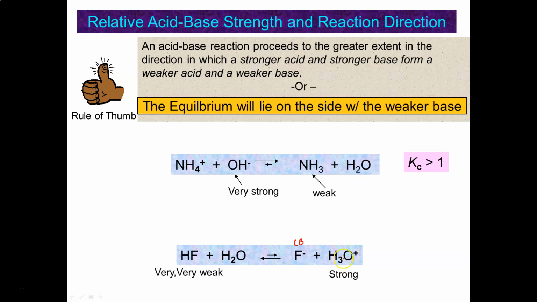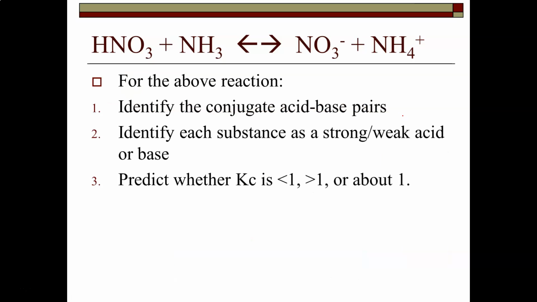But look, you have a really strong acid over here. So this H2O is a very, very weak base. All right. So the very, very weak base is going to be weaker than just the regular conjugate base here, F minus. So equilibrium lies to the left. Okay. So find your weaker base. That's where equilibrium is going to lie. So Kc less than 1.